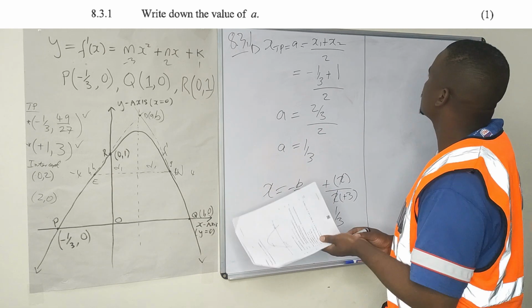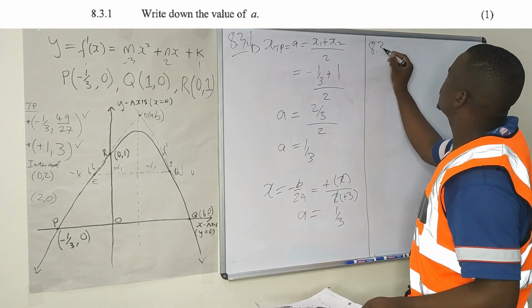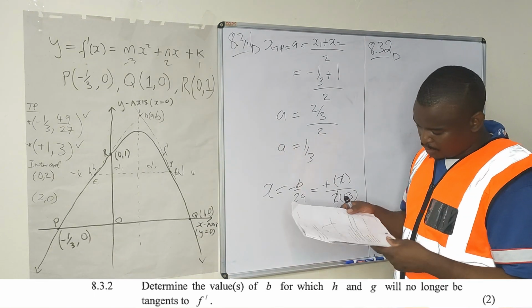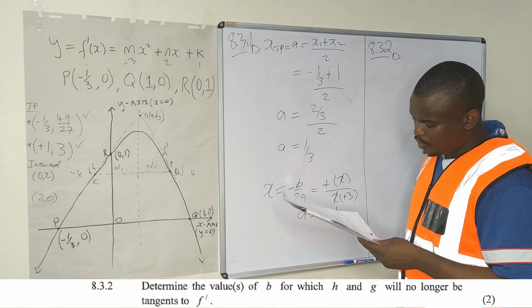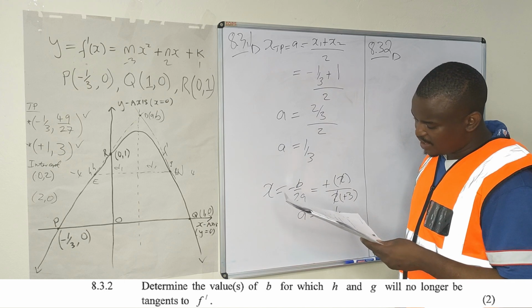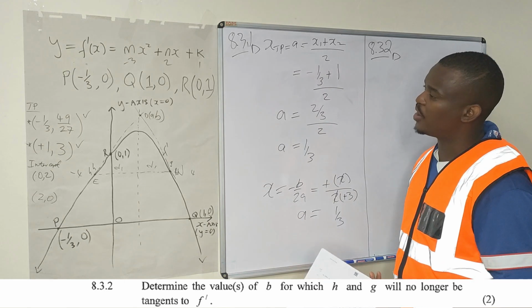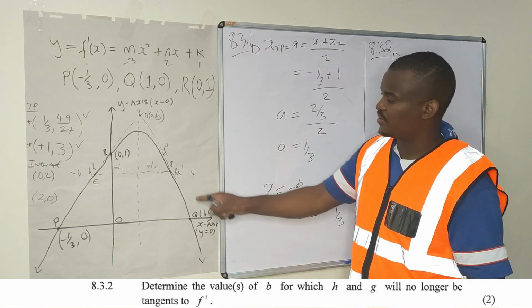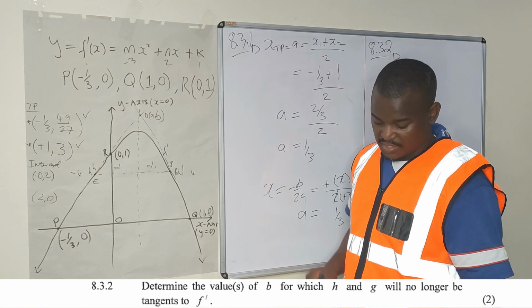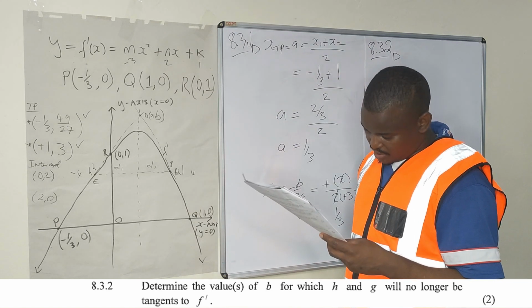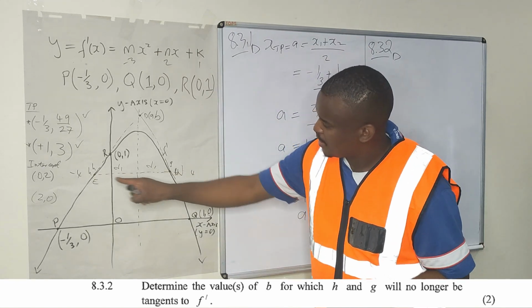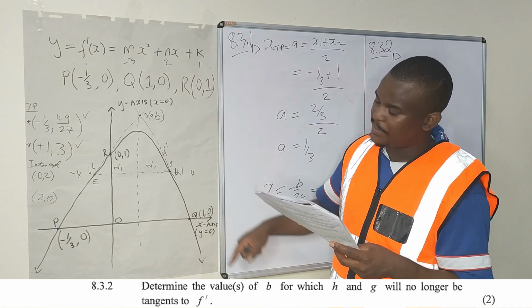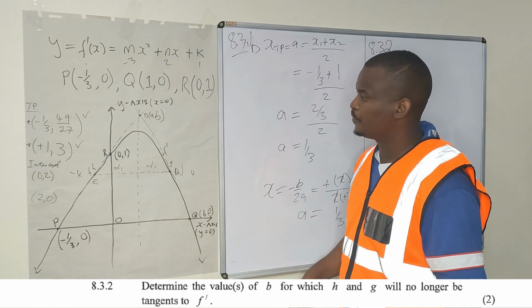So let's go to the next question. 8.3.2. Determine the value or values of b for which h and g will no longer be tangents to f prime, this derivative function. Determine the values of b for which h and g, which is this, will no longer be tangents to this gradient function.